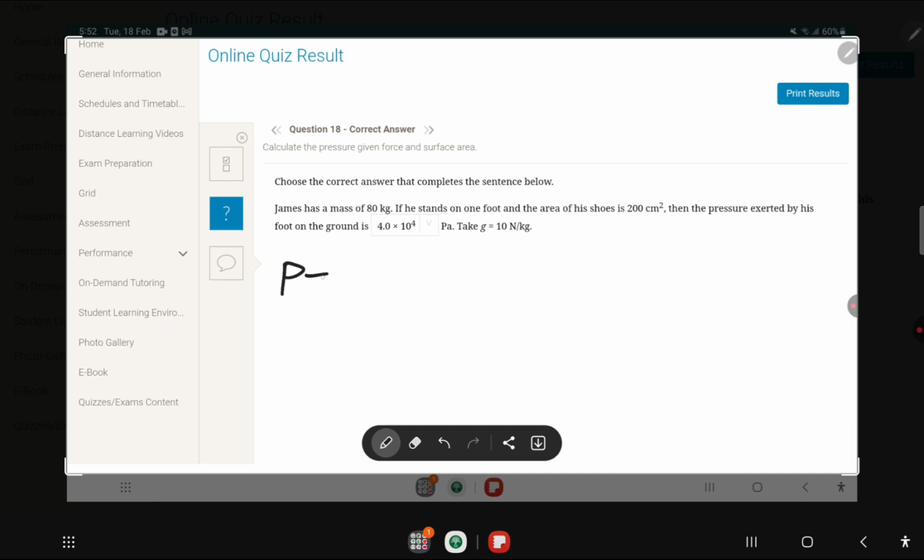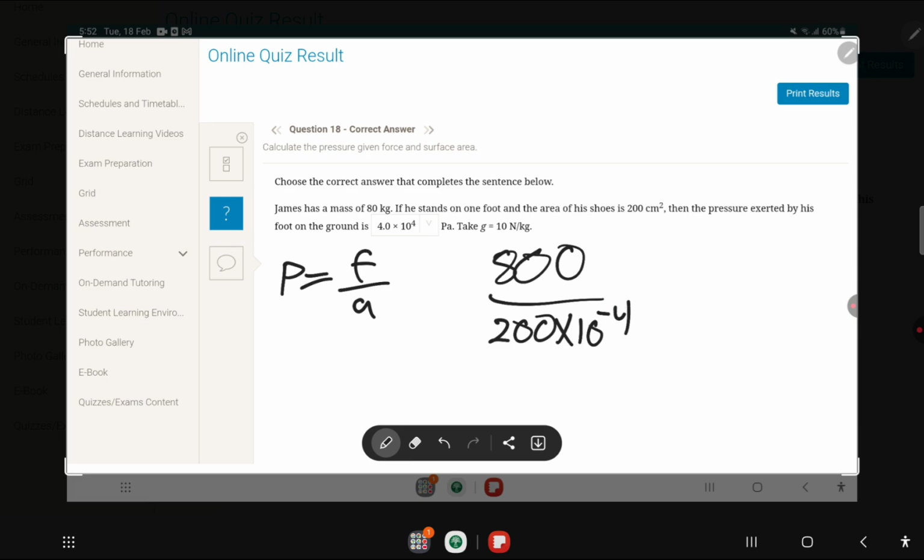So it's going to be pressure equals force over surface area, or just area, whatever you'd like to call it. The force is, they take gravity as 10, so 800 newtons, over 200 centimeters squared converted to meters squared, times 10 to the negative 4. Okay, you do 800 over 200 times 10 to the negative 4. You're going to get 40,000.